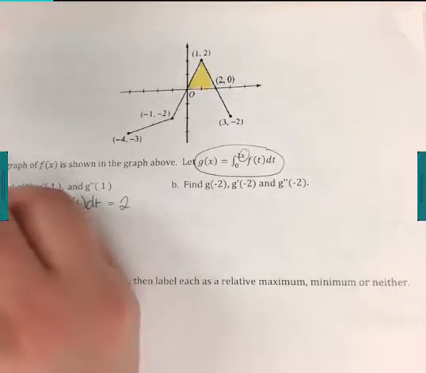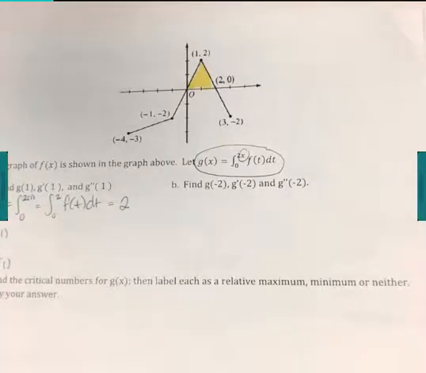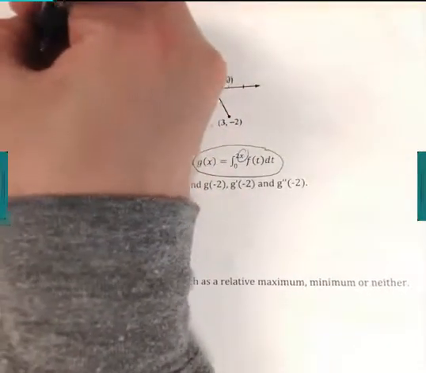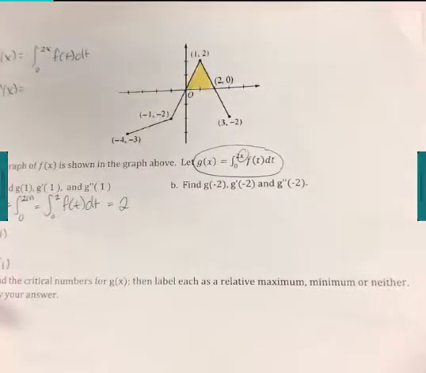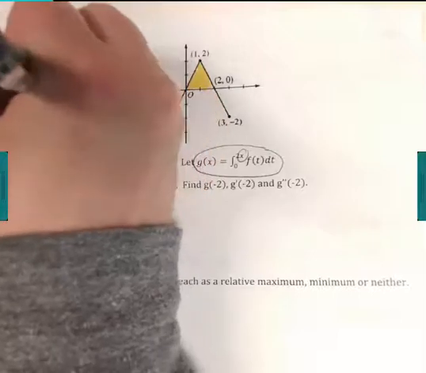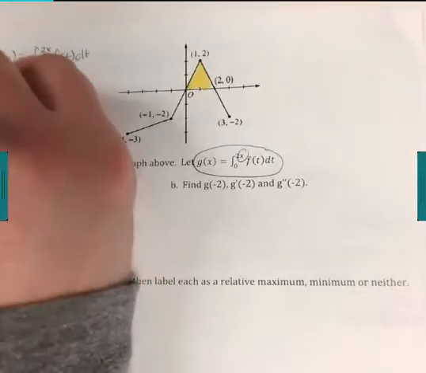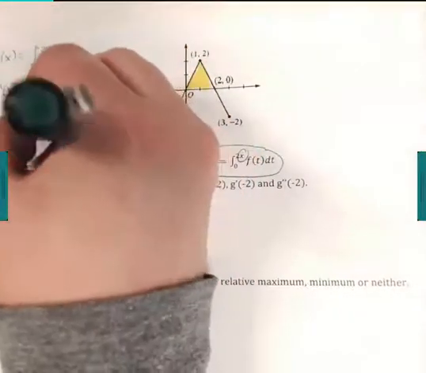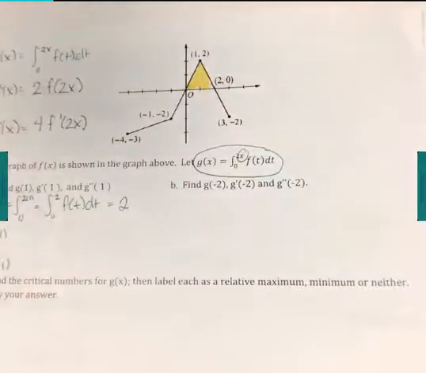Okay, second part, I want g prime of 1. Then I want g double prime of 1. Now, we have to be careful here. If my g of x, I'm going to write this up here at the top, is the integral from 0 to 2x of f of t dt, what will g prime be? F of 2x times 2. And if I take the derivative of that again, what's the derivative of f of 2x? F prime of 2x times another 2, which turns that into a 4. Does that make sense?